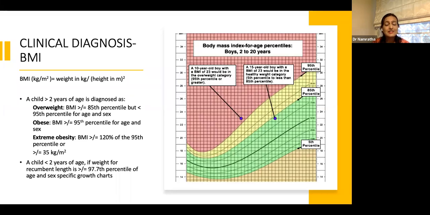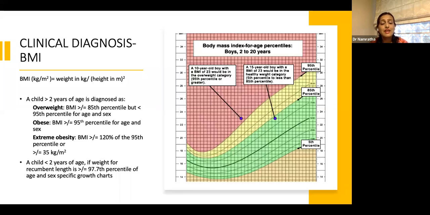Overweight is a child, obese is a child whose BMI is more than the 95th percentile, and extreme obesity is defined as BMI more than 120% of the 95th percentile, or an absolute value of 35 kg per meter square, whichever is the lower value. As we all know, body mass index is calculated by dividing the weight in kg by the height in square meters. In a child less than 2 years of age, BMI charts are not validated.